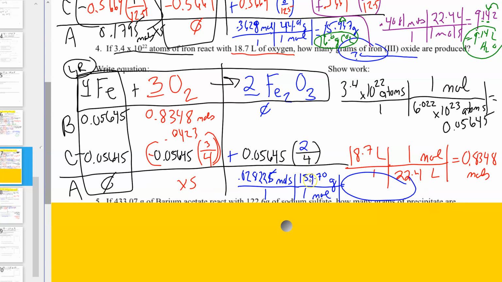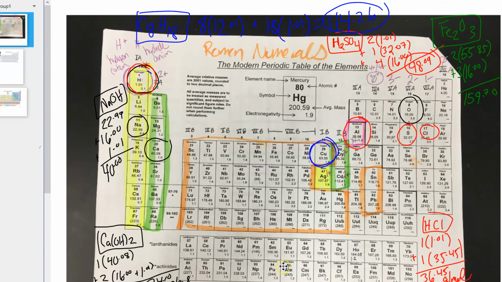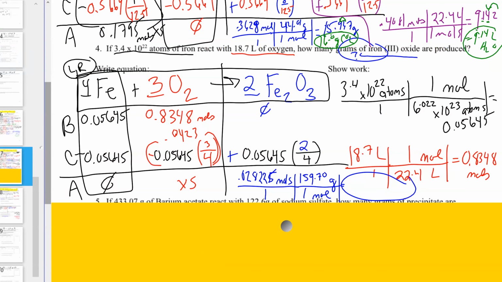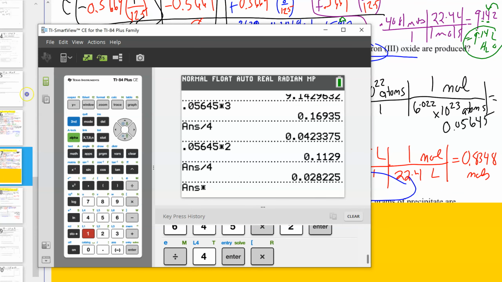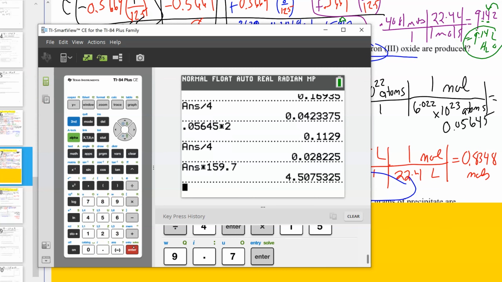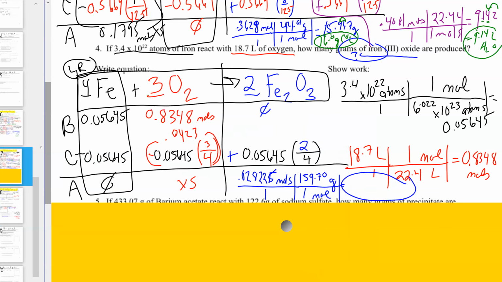And then we've got to multiply it by the molar mass. So go to your handy dandy periodic table. Oh, look at that. Iron 3 oxide right there. 159.70 grams per mole. So take back our calculator, times 159.7, we'll get 4.507 grams. 4.507 grams of iron 3 oxide.